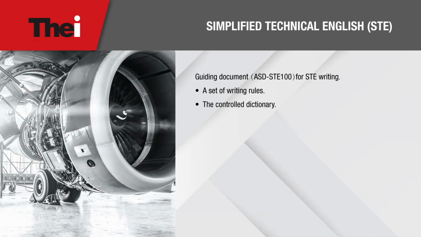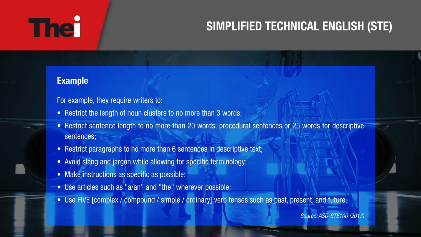The international specification called ASD STE 100 is a guiding document for STE writing, and it has two parts. The first part is a set of writing rules. The second part is named the Controlled Dictionary. You're required to stick to these rules. For example, in the box below, the first 2 points: you should not use more than 3 words for a noun cluster or a noun phrase, and you should limit the sentence length to no more than 20 words for procedural sentences. For descriptive sentences, it is 25 words.